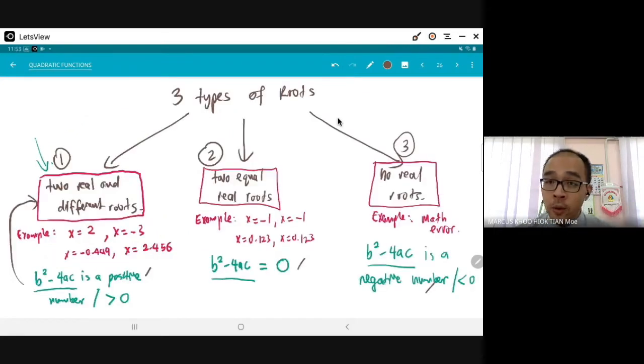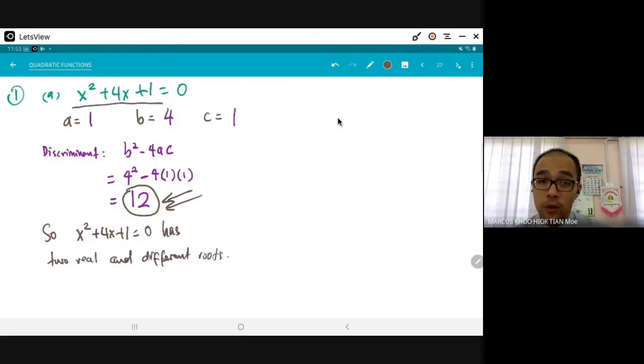Is it category 1, 2 real different roots? Category 2, 2 equal real roots? Or category 3, no real roots? Okay, so that's how we do it. Identify the A, B, and C, count the discriminant, and then tell me which category this quadratic equation is in. Actually, if you press EQN on the calculator, try pressing EQN for this.